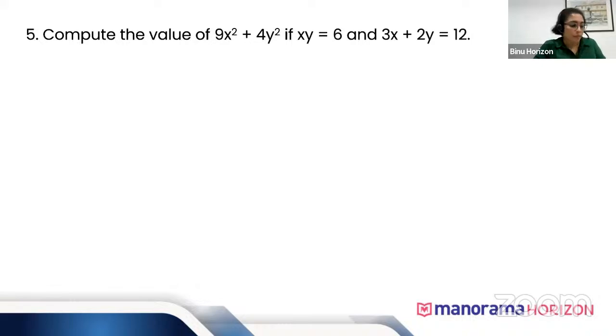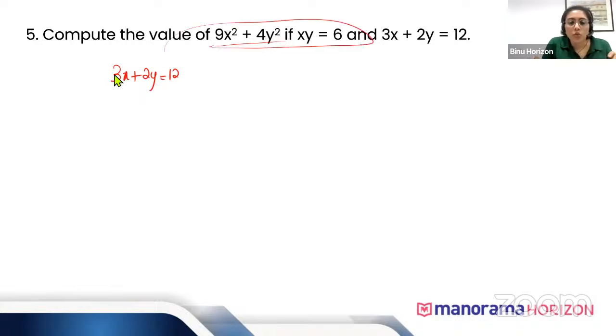Compute the value of 9x square plus 4y square. What you have to do is, here 3x plus 2y is equal to 12 is given. You have to compute the value of this particular expression. You can start with the thing which is given in the question, that is 3x plus 2y equal to 12.